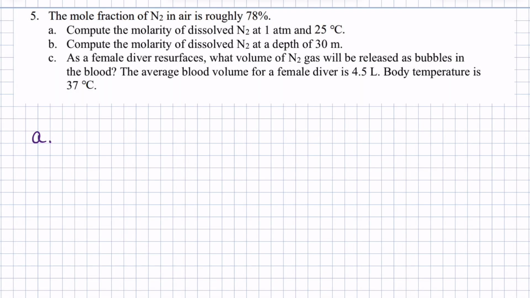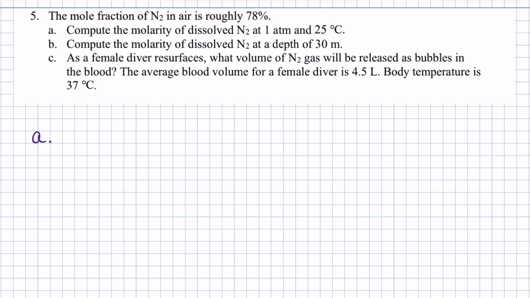Hey folks, in this video we are going to calculate the solubility of nitrogen in water under different conditions. First at 1 atmosphere pressure, which would be, for example, at the surface level of the water, and then at a depth of 30 meters, where the additional depth and the weight of the water actually increases the pressure. We would expect the solubility to increase as the pressure increases.